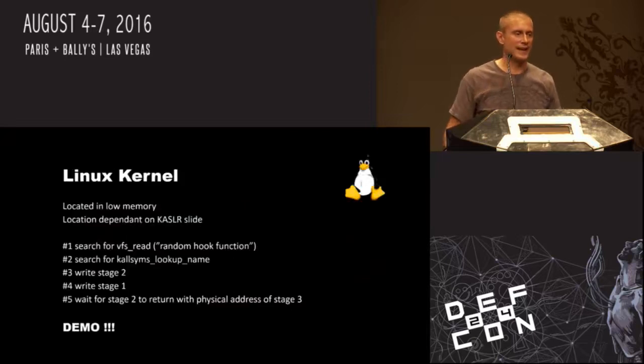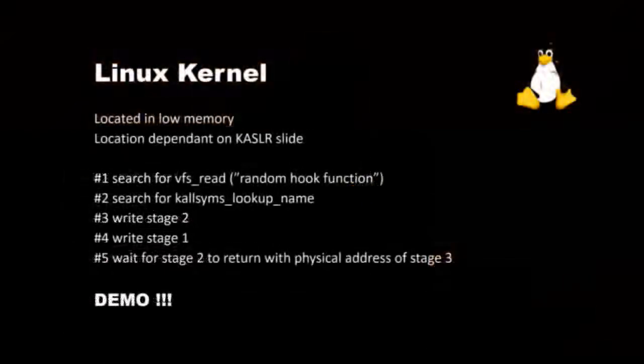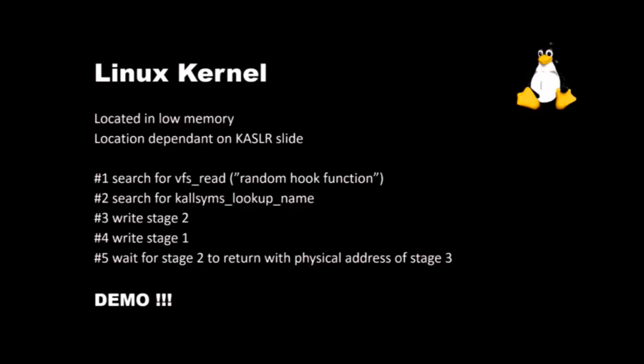But let's start by attacking Linux. The Linux kernel is located in low physical memory. If kernel address space layout randomization is not enabled, it's located at 16 megabytes in physical memory. If KASLR is enabled, it slides in 2 megabyte chunks. So once we find the kernel, we search for a random function to hook. In my code, I chose VFS read since it gets called pretty often and it works fine.